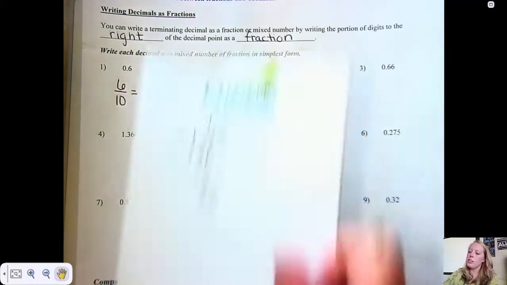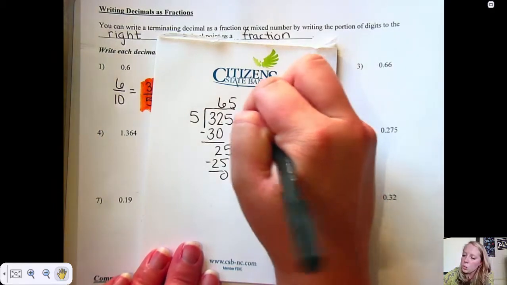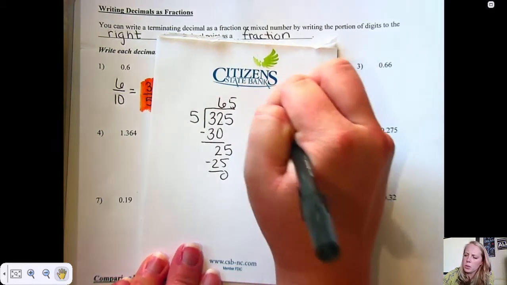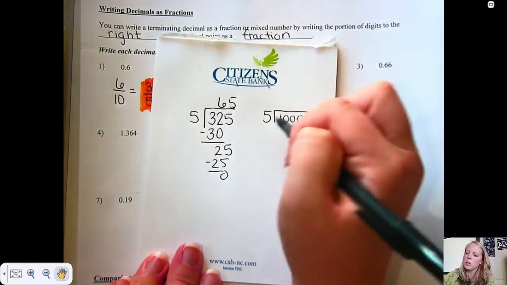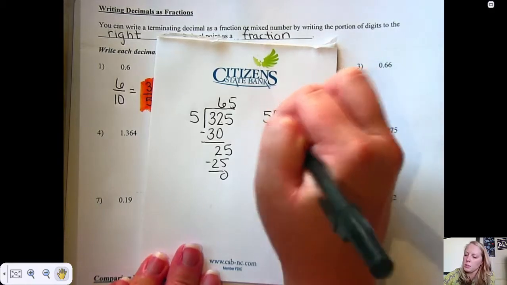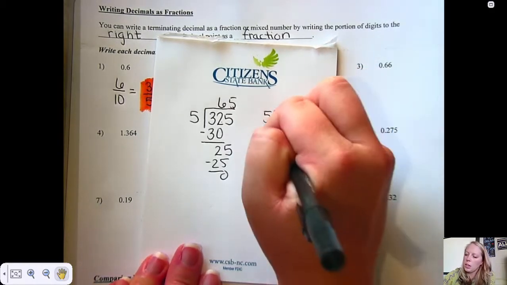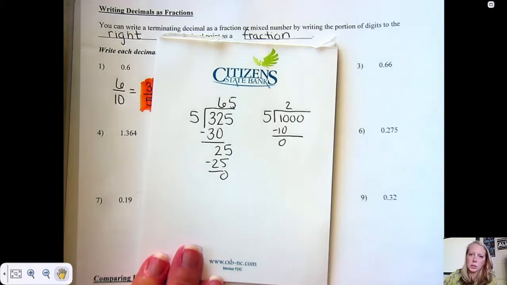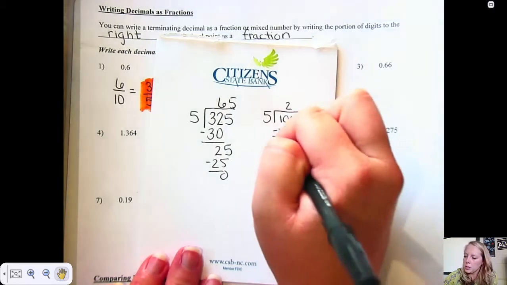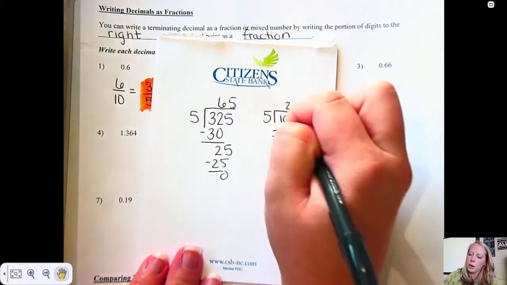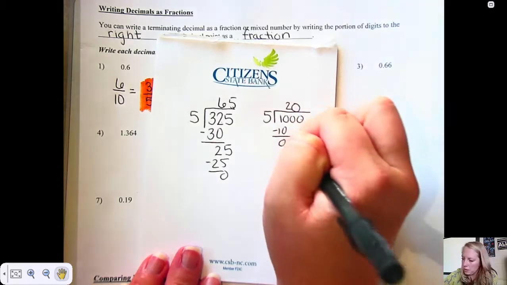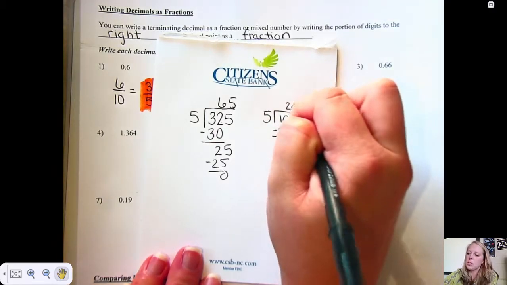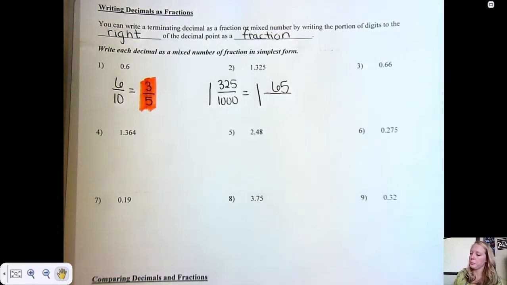And 5 into 1,000. Well, I would expect some of you to know that in your head, but if you don't, 5 goes into 10 2 times. And you're like, oh, 0 remainder. No, it doesn't work like that. You got to drop these other zeros down. How many 5s go into 0? 0. Drop him down. 5 into 0, 0. So it's 200.